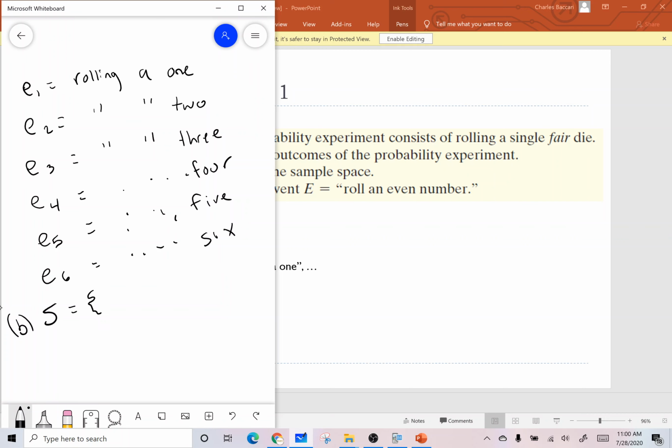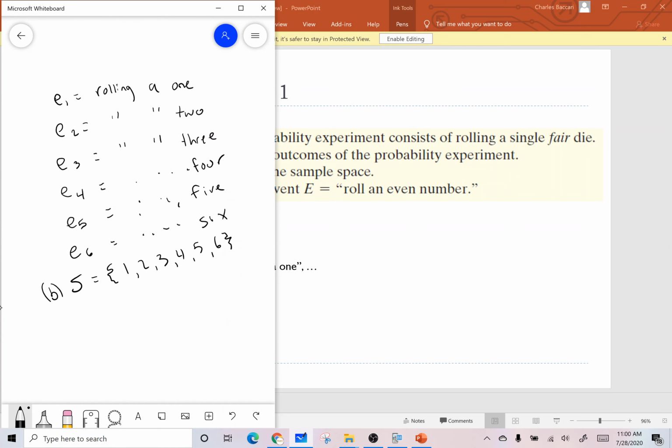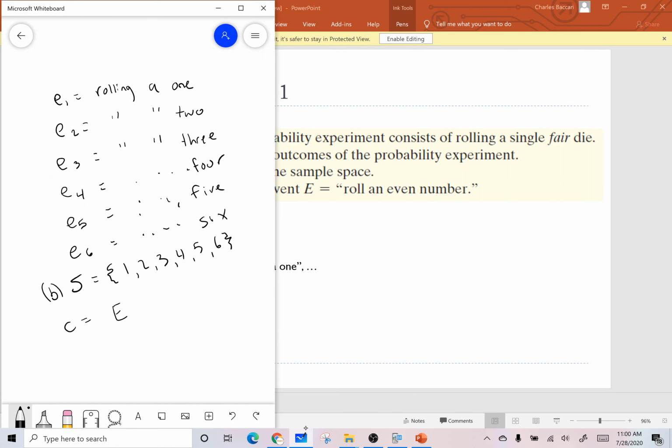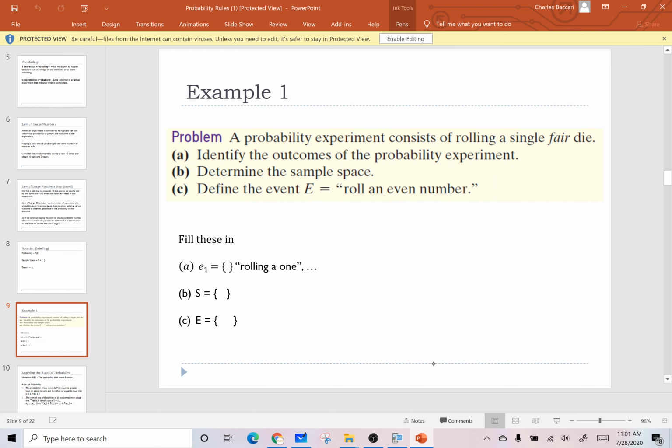Then that's equal to 1, 2, 3, 4, 5, or 6, whatever the events are that you can have happen, or whatever the outcomes are. Okay. And then part C says define the event E rolling an even number. Well, that's really simple. Then E, if it's rolling an even number, is only those even numbers, 2, 4, and 6. Okay, and so we're done with this.